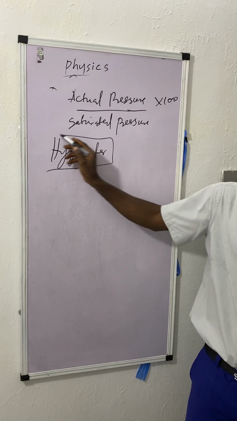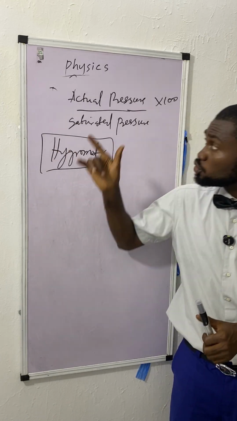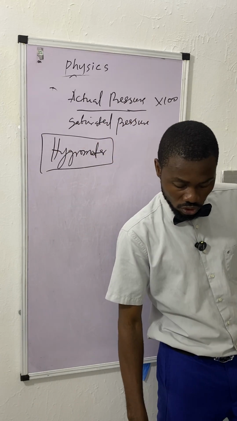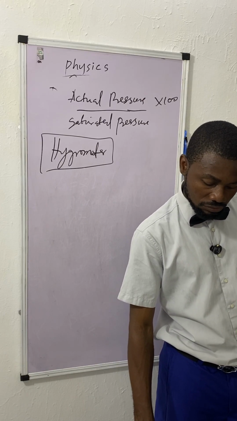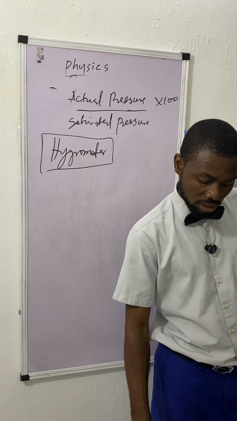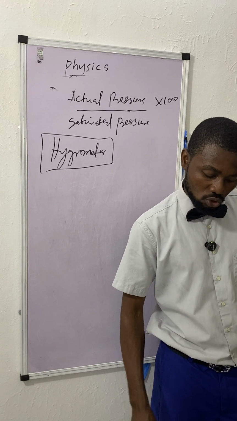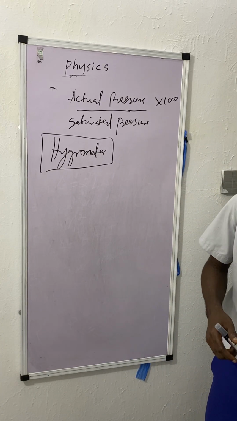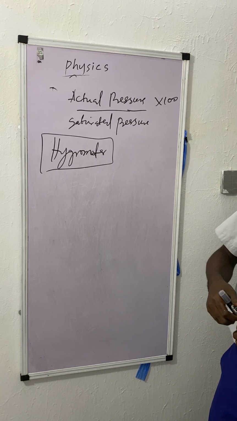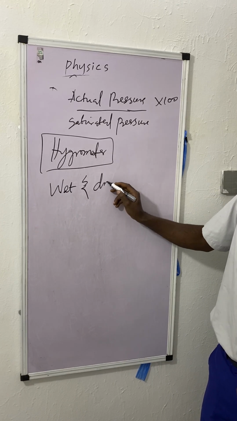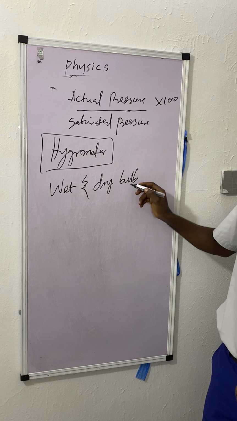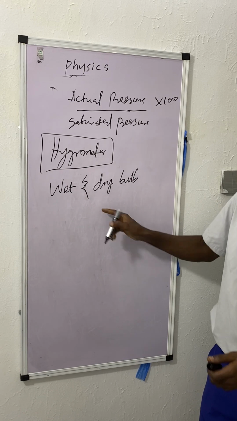Relative humidity is measured with an instrument called a hygrometer. We have different types of hygrometer, but one of the most common is the wet and dry bulb hygrometer, the wet and dry bulb type.